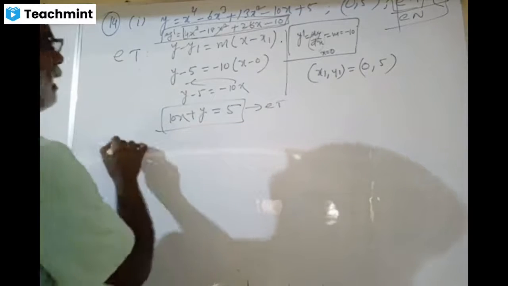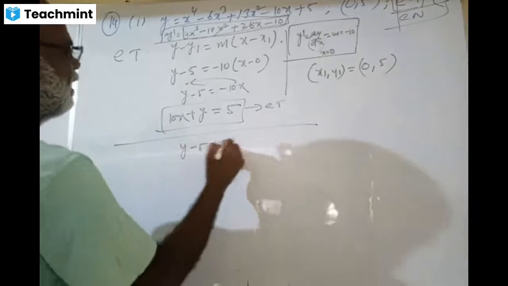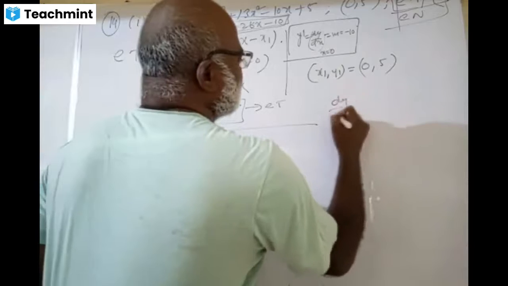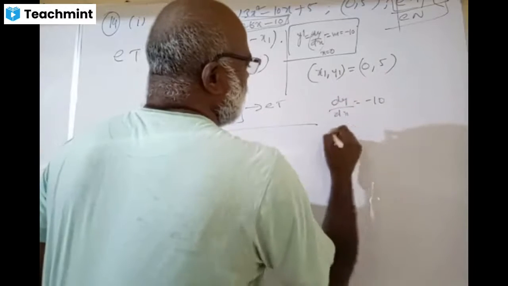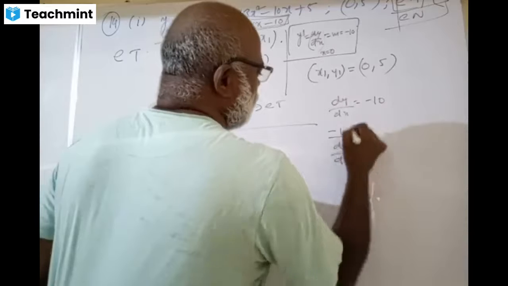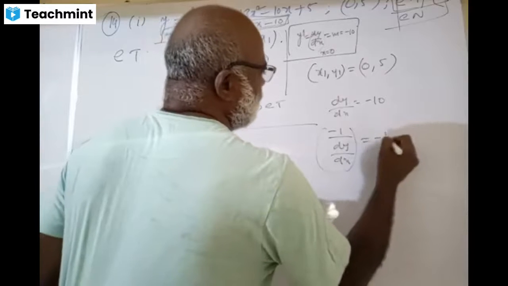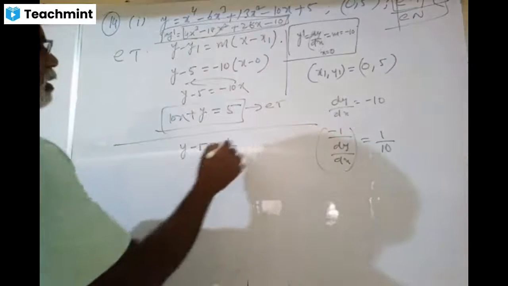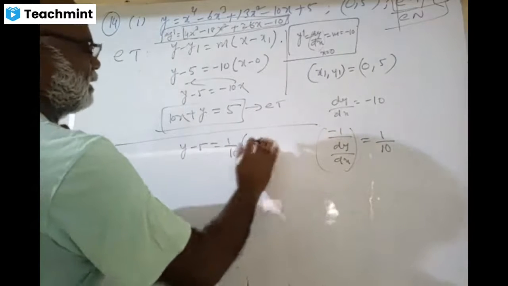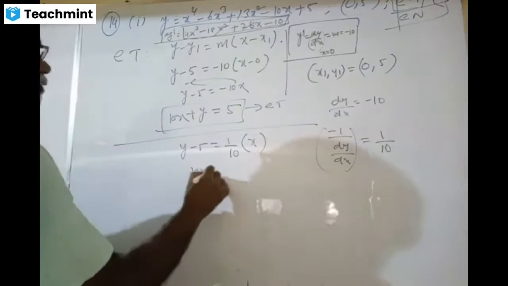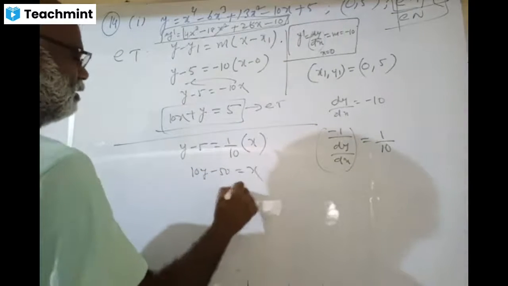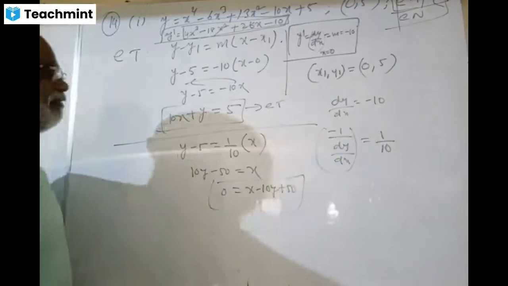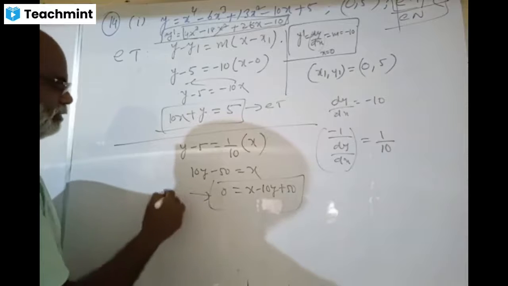Equation of a normal: just write it. dy by dx equals minus 10. Minus 1 by dy by dx is the slope of a normal, that is minus 1 by minus 10, that is 1 by 10. So y minus 5 equals 1 by 10 into x minus 0. So 10y minus 50 equals x. So x minus 10y plus 50 equals 0. This is the equation of a normal.